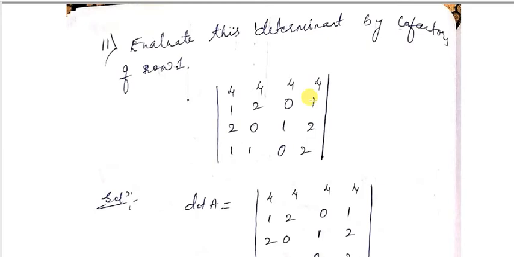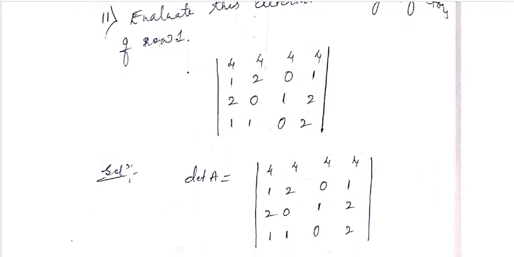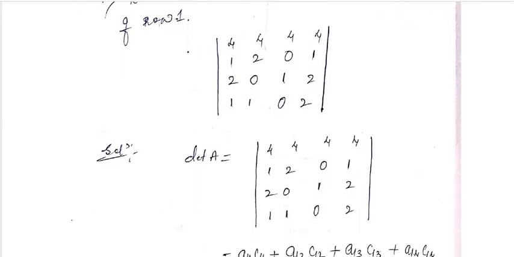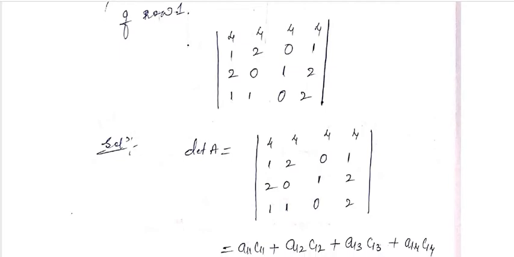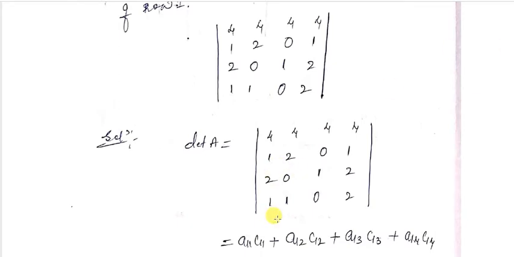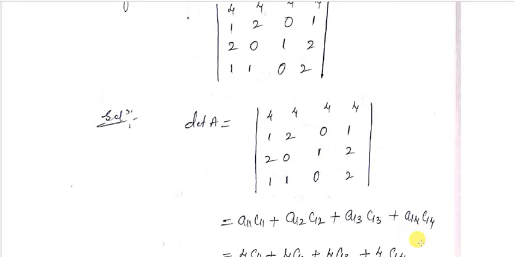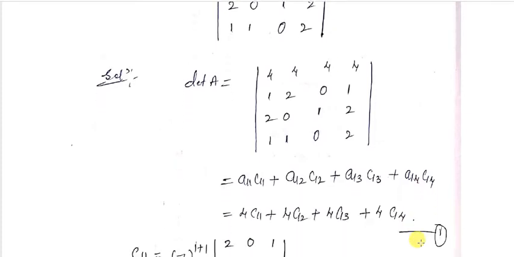So here we have given a 4 cross 4 matrix for which we have to get its value by expanding along the first row, that is using the cofactor formula. The cofactor formula along the first row is given by determinant of A is equal to A11 C11 plus A12 C12 plus A13 C13 plus A14 C14. In general, C11, C12, C13, C14 represent the cofactors.